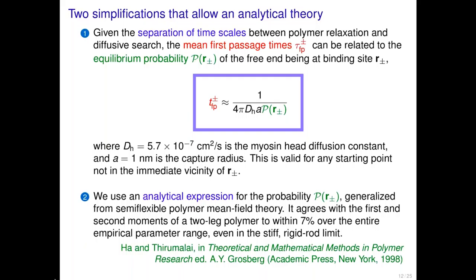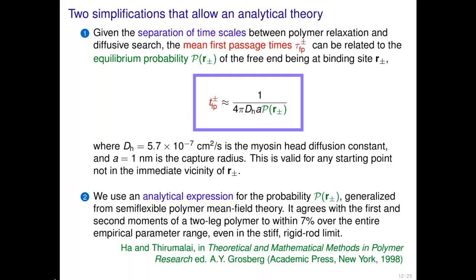When do you say that the reaction, in this particular case the binding, is complete? The new thing that comes in here is the probability that the trailing head is in the vicinity of R plus, which is in the forward direction. This formula makes one assumption: that the time scale for the mean first passage time is a lot slower than any other relaxation processes. And that's a technicality that you should remember.